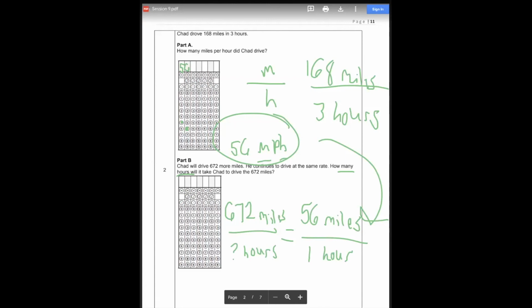When you set up the proportion, notice how it's still miles per hour, miles per hour for both. And since we know this one over here, 56, it's 56 miles per 1 hour, that's the amount he did in 1 hour. So remember, all we have to do is cross multiply again. I always like to circle it so it's easier. So this is 56 times question mark. We don't know what that is. 672. How do we put the question mark by itself? We divide by 56 on both sides.